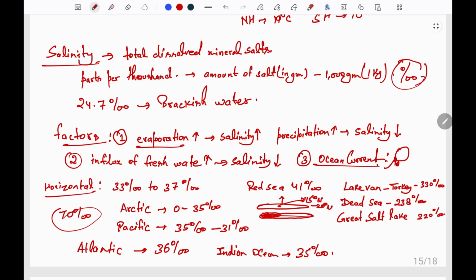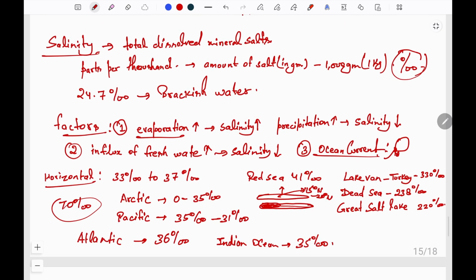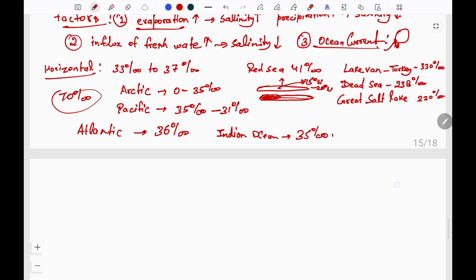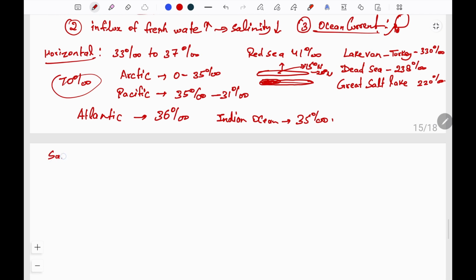Remember that salinity is directly proportional to the density. That is, the more the salinity, the more dense the water will be, and the dense water will sink below. So generally there is a trend that salinity changes as we move from the surface to the deeper parts of the ocean.